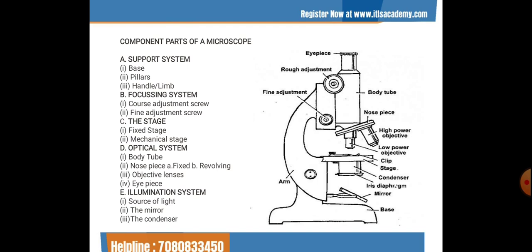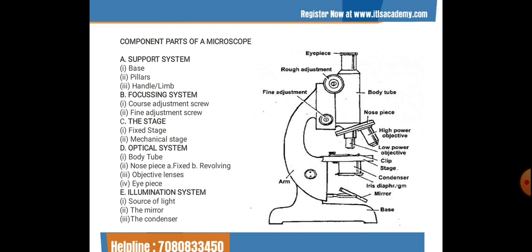Okay, let's see the component parts of a compound microscope. Basically, it has a support system that mainly consists of a base, a pillar, and a handle or limb. The next part is the focusing system, which generally consists of the coarse adjustment screw and the fine adjustment screw. The third is the stage, which is again divided into a fixed stage and a mechanical stage.